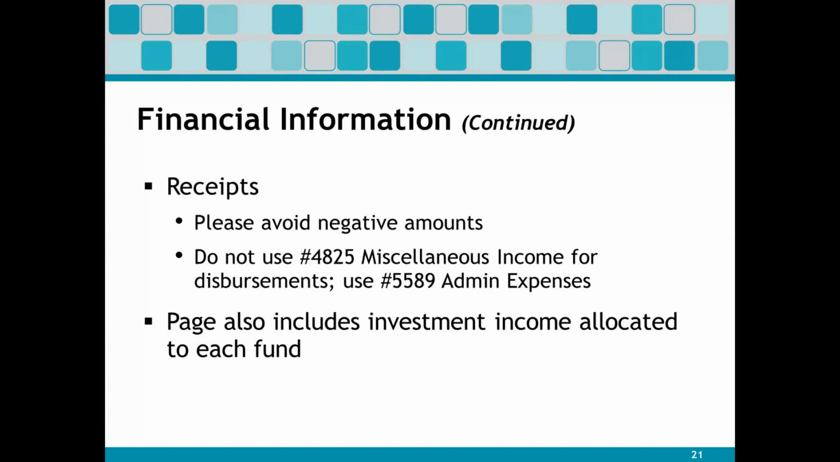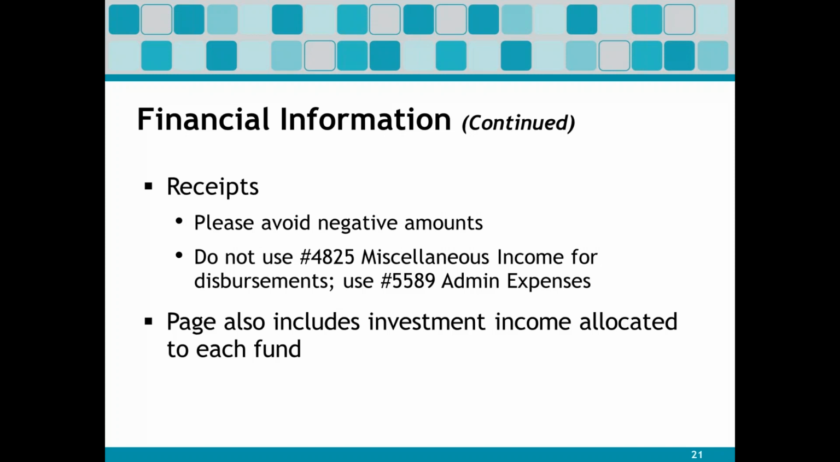One thing to avoid on the receipts page is negative receipts. We'll see ones that do end up negative if people have over accrued in the past. There's really no way around that. But something like 4825, if you sent out a $5 check and you don't know where to account for it, use 5589. That's a disbursement. Don't call it a negative miscellaneous income.